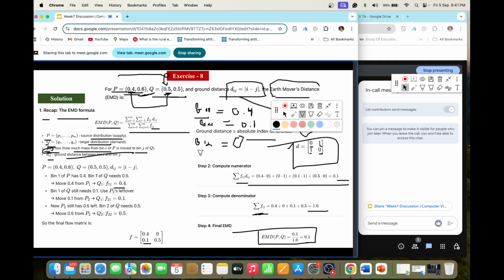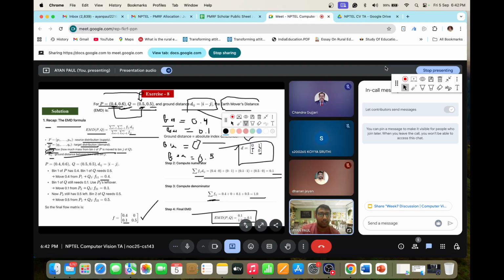Similarly, what about F22? We have this demand 0.5 and here we have this 0.5 left, so we can easily give 0.5 from here to here. That is why F22 is 0.5. By this we can form the matrix. We have F11, F21, F12 and F22, that is 0.5. So this is our matrix. Is the last step clear? So this is the final flow matrix or transfer matrix.